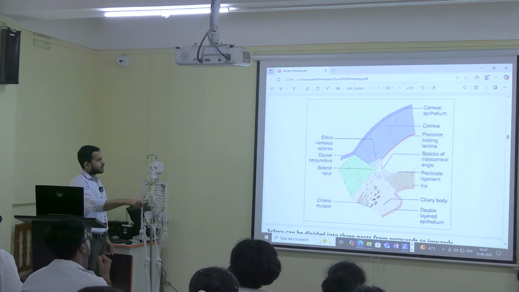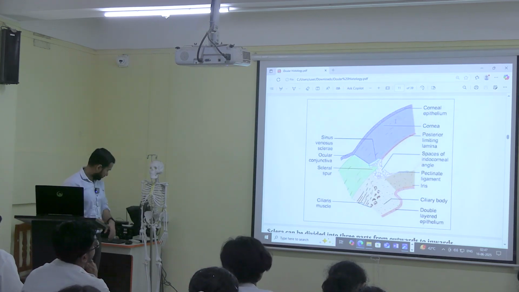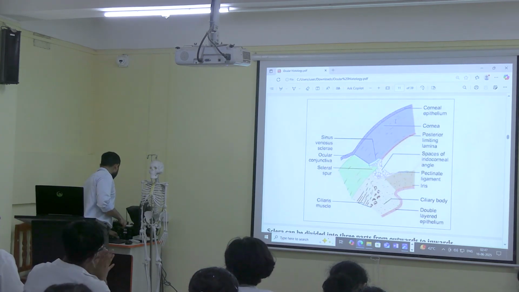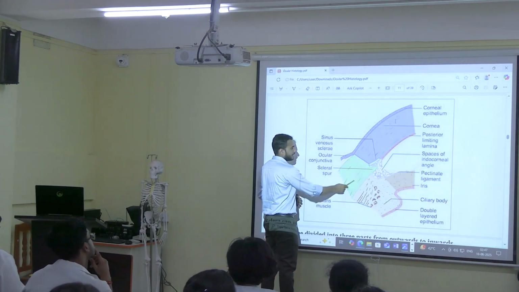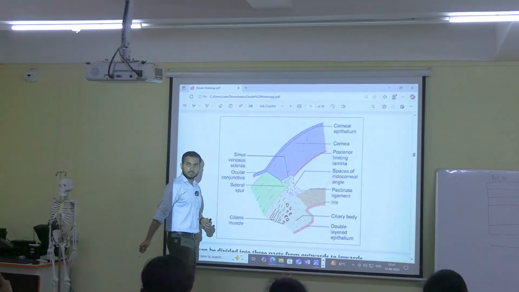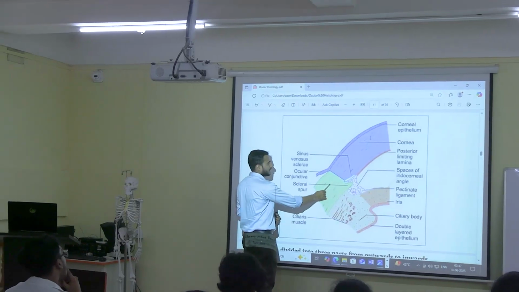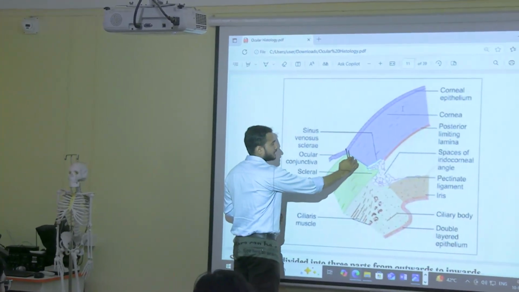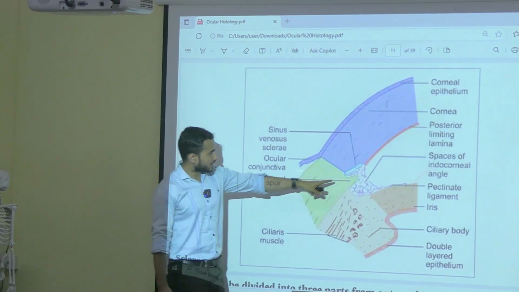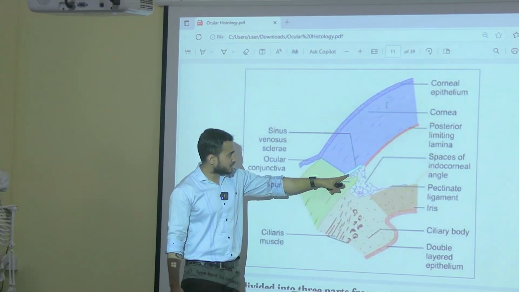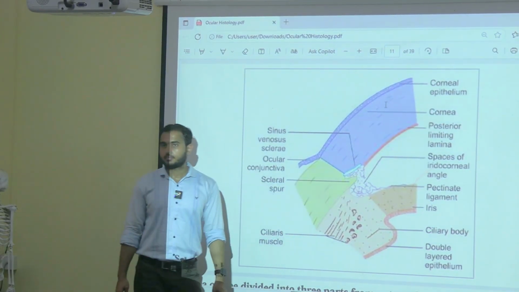Now I was talking about this particular area. If you see the diagram, this is sclera and this is cornea. So this is the sclerocorneal junction. Now behind the sclerocorneal junction, you can see a canal is there. This is called the canal of Schlemm.